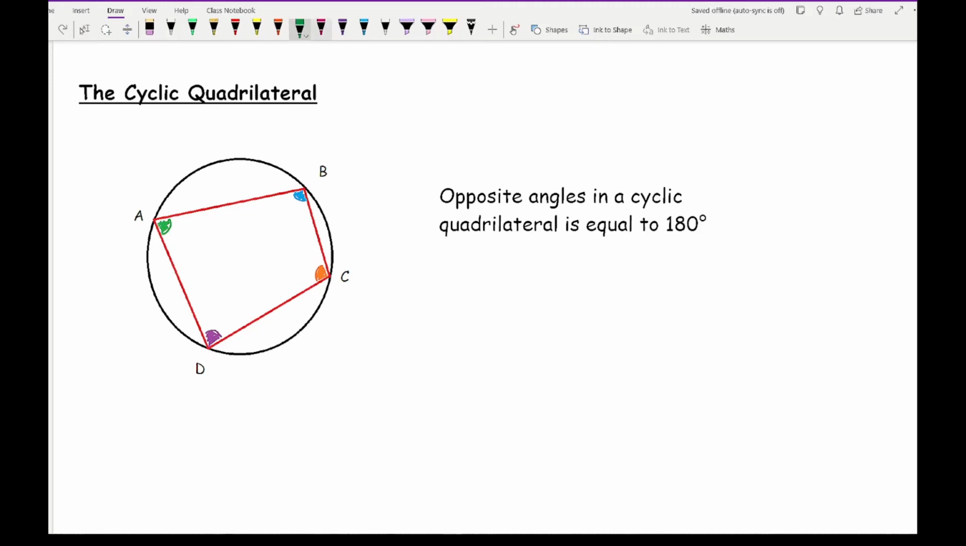So here what we've got is that angles ADC plus the angles ABC add up to 180 because these two angles here are opposite. Then obviously we also know that DAB plus the angle of BCD is going to be equal to 180 degrees as well. So in terms of this, all you need to remember is that opposite angles add up to 180.